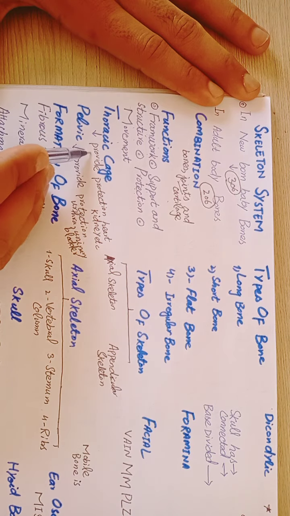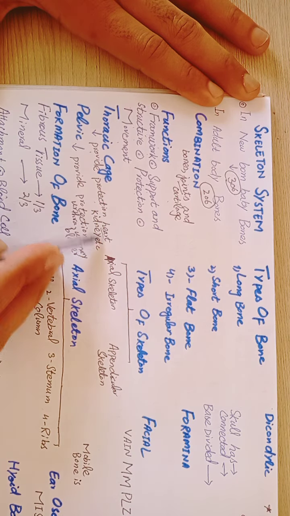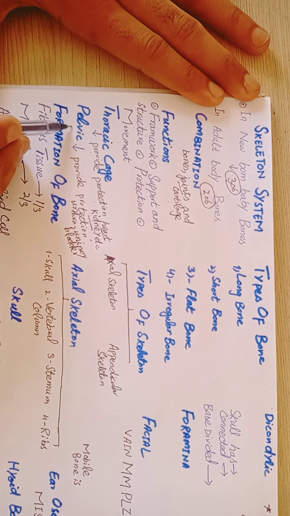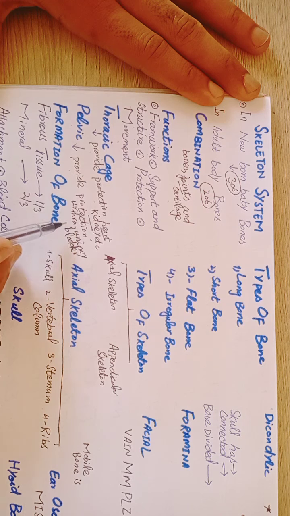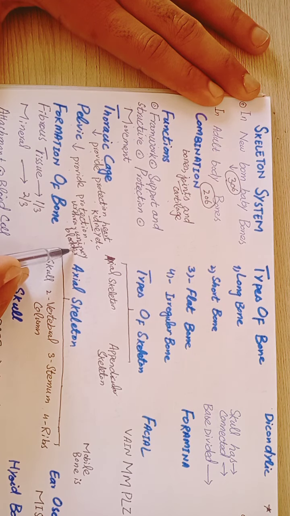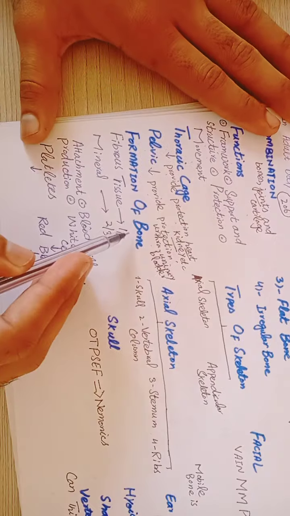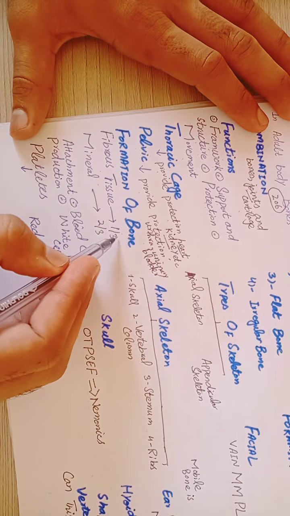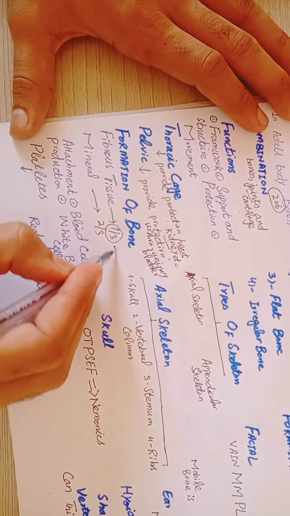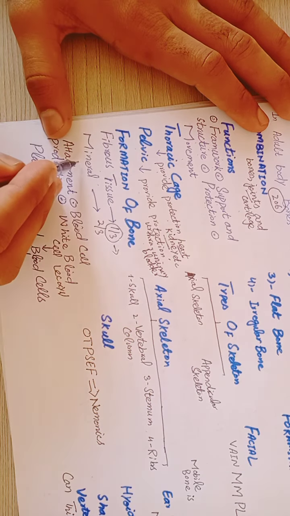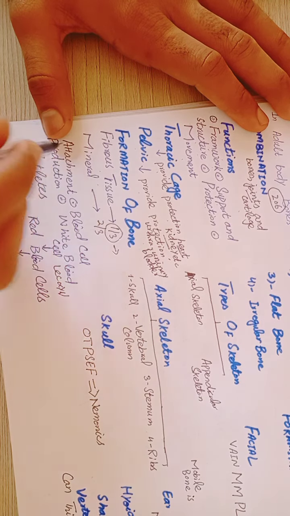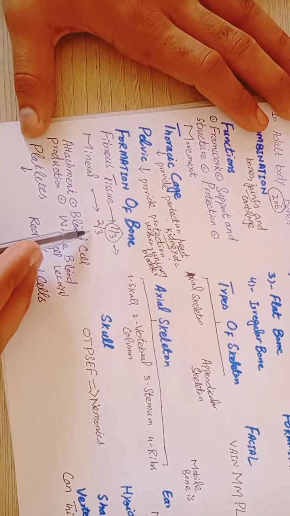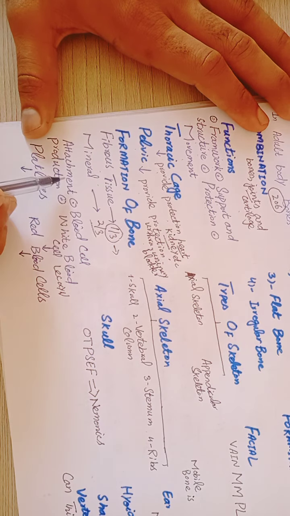The thoracic cage provides protection to the heart, kidney, ribs, etc. The pelvic provides protection to the urethra and urinary bladder. Fibrous tissue is involved 1/3 in the formation of bones. Minerals such as phosphate and calcium etc. are involved 2/3 in the formation of bones.